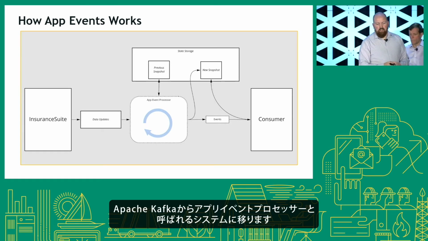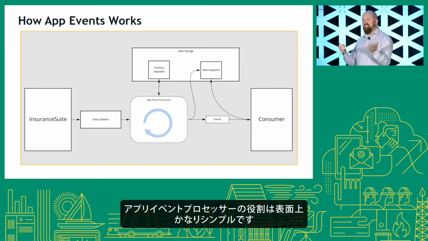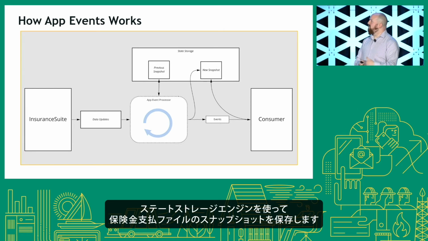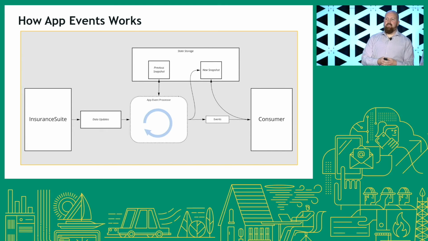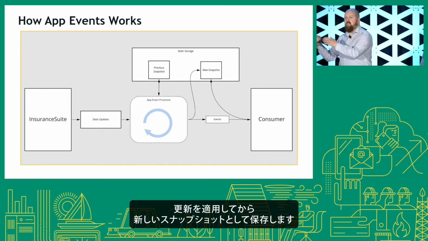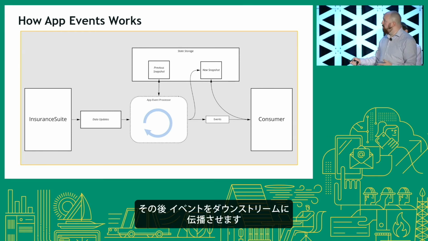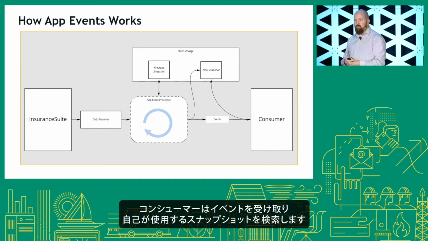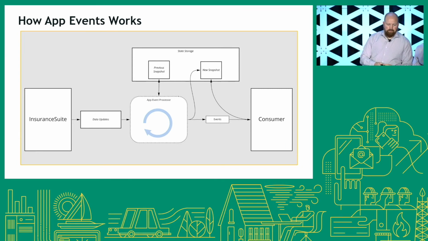So from here, we reach a system that we've called the app event processor. And the app event processor's job is fairly simple on the surface. It receives these data updates from InsuranceSuite. It uses a state storage engine to store snapshots of that claim. It does that by looking up the previous snapshot, applying the update, and then storing the new snapshot. It then propagates the events downstream where consumers can receive them and then look up the snapshot for their own use. Again, it's doing this constantly, parallelized across many claims.